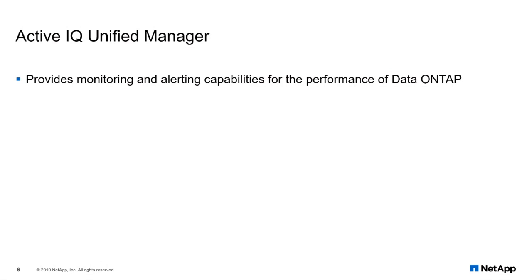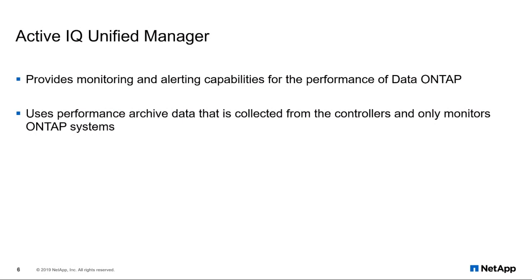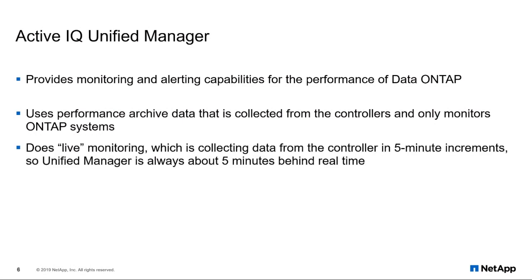ActiveIQ Unified Manager uses performance archive data that is collected from the controllers. Note that ActiveIQ Unified Manager is only capable of monitoring Data ONTAP systems. ActiveIQ Unified Manager is also capable of, quote, live monitoring, which is collecting data from the controller in 5-minute increments. The data is, quote, live, but is always about 5 minutes behind real time.